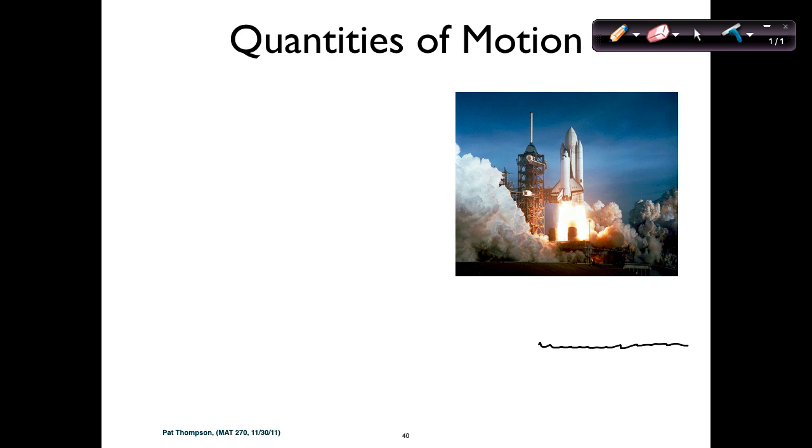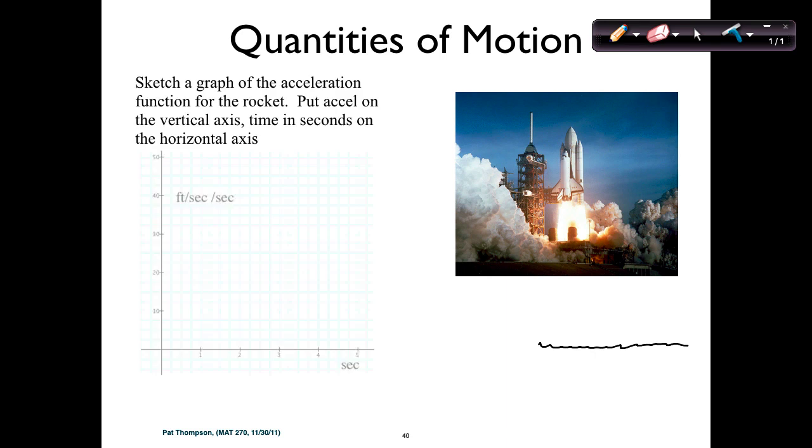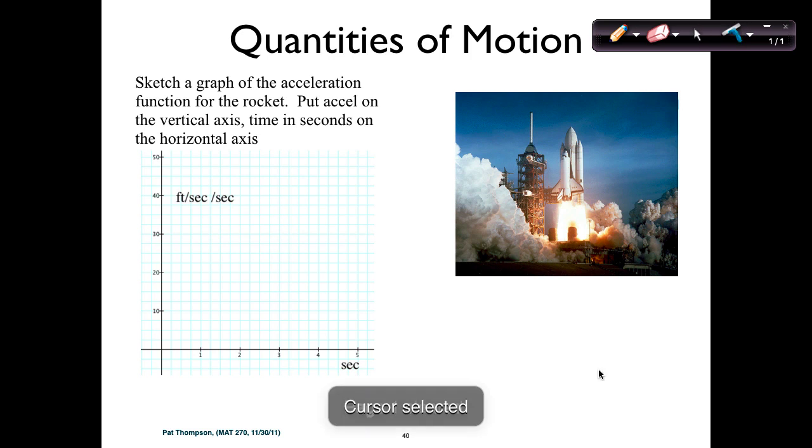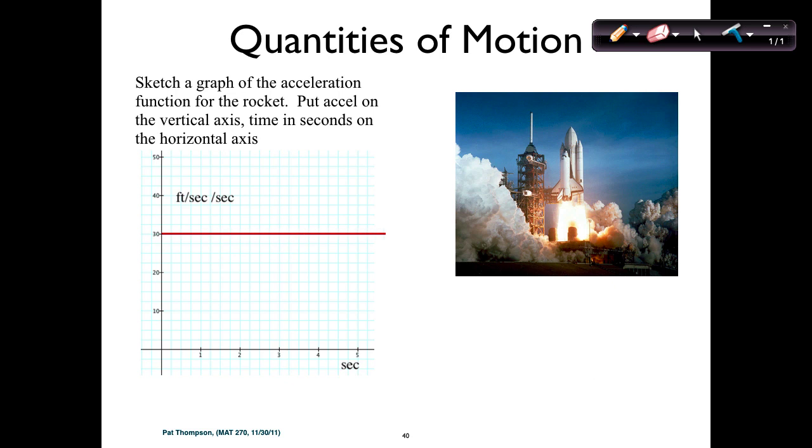Okay, so what does that acceleration function look like? I want to graph the acceleration function, or the rate of change of velocity for this situation. Seconds on the horizontal axis, feet per second on the vertical axis. What will that look like? Draw it with your finger. Like this? No, like this, right? So it's acceleration, which is constant. So it's just staying constant at every point in time. The acceleration is 30.